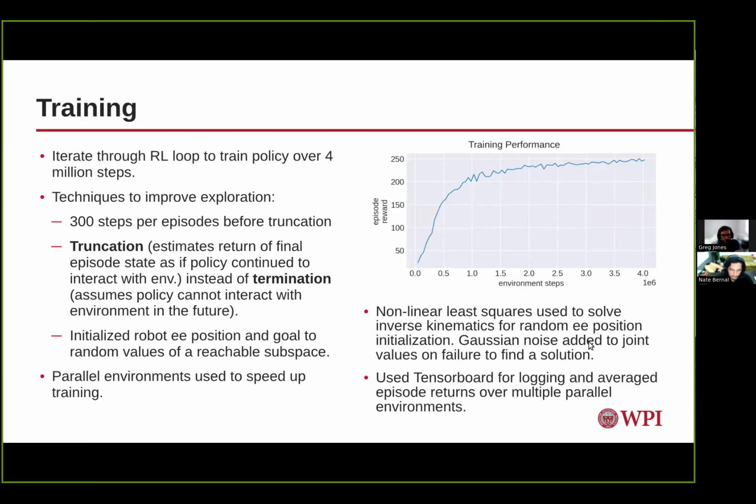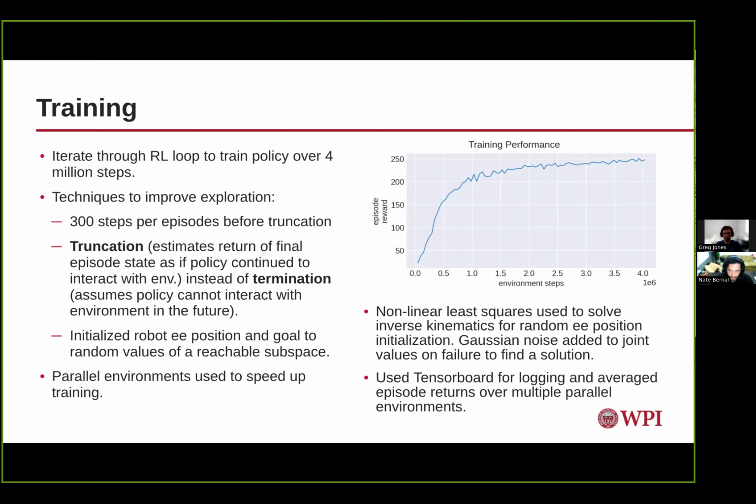So training the policy meant repeatedly stepping through the reinforcement learning loop for roughly 4 million environment interactions, updating the PPO networks after every batch to keep the agent from overfitting for a small set of start states. The end effector and the goal were both reset to random, reachable positions at the beginning of each episode. From that state, the environment advanced exactly 300 steps. And after that point, the episode was truncated, not terminated.